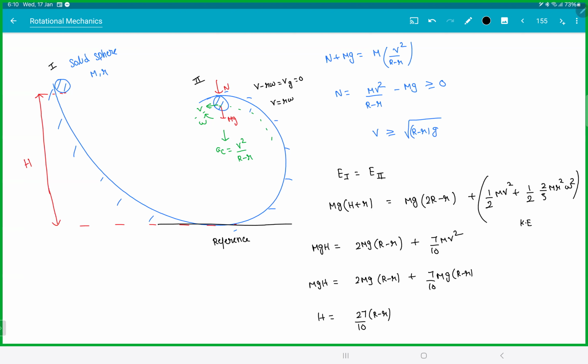Check. 5r by 2 will not come, God. 5r by 2 will come when there is no rotation. If you think about it, some of the energy will go into rotation, right? So you need more than 5r by 2. That is why you see 2.7 r coming, almost. If you remember in work power energy, it was 2.5 r. So we need more than that. Please have a look at this. You're getting the same question which you did in work power energy. With the rolling, it becomes a little different.